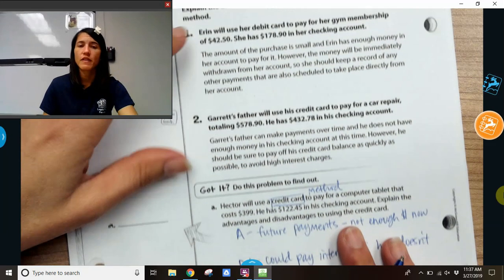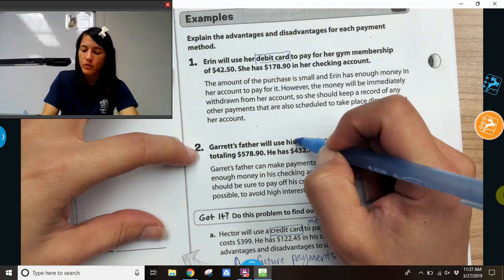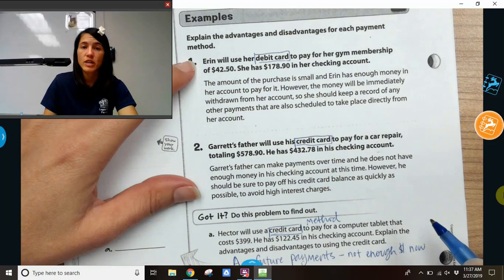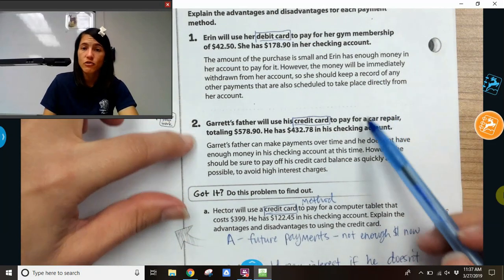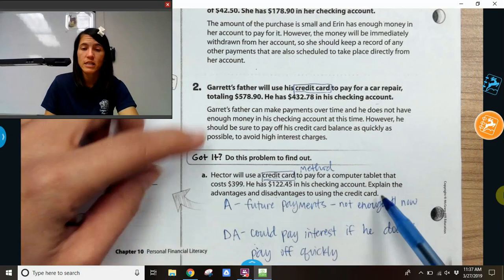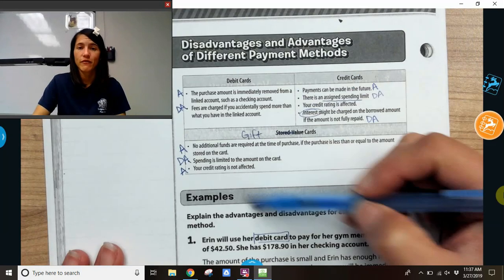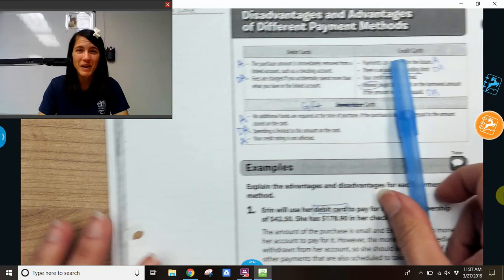And so in the examples, this example is a debit card and this example is a credit card. So you can go back and you can read those. Now, these answers are a lot more wordy than mine. I just want to see your complete thought. I want to see that you can tell what's an advantage and what's a disadvantage, and then you also have your chart up here. All right, so we'll practice more in class.